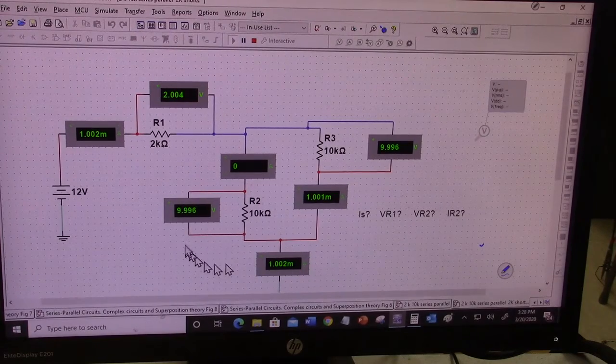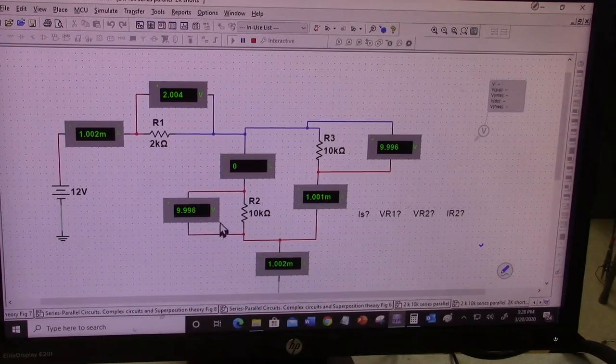Well, what you need to think is this. If you use Ohm's law, voltage equals current times resistance. The current in this circuit is 0. Then 0 times anything is 0, right? So technically this voltage should be 0 volts.